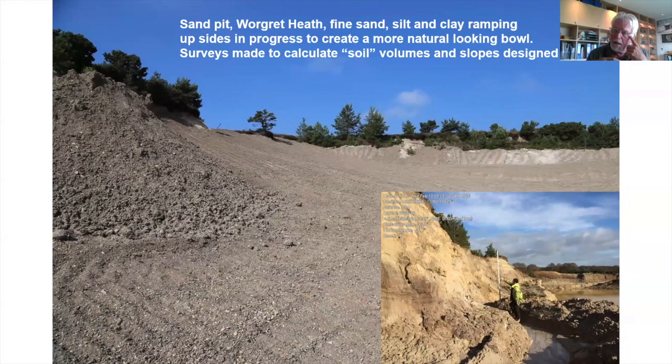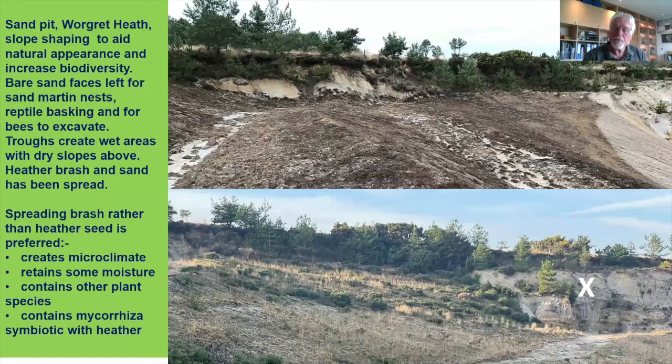We want some steep slopes and faces for nesting sand martins and mason bees and things like that, but in the main, we're trying to produce an undulating, in this case, heathland. And then at the top of those slopes, you can see where work has been done to create wet areas and dry areas. And then these have been spread with heather brashings.